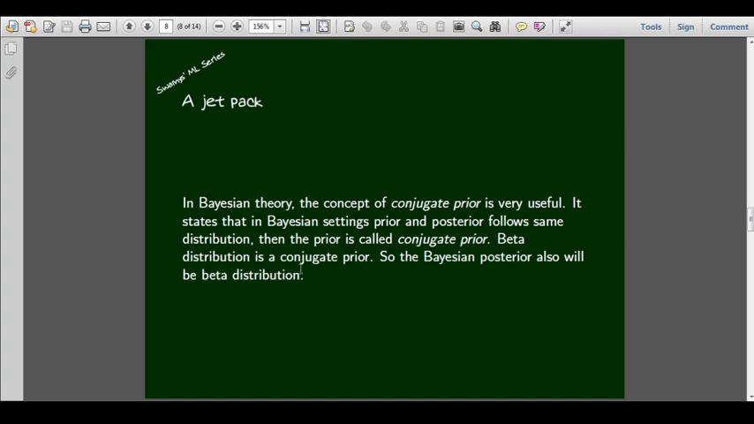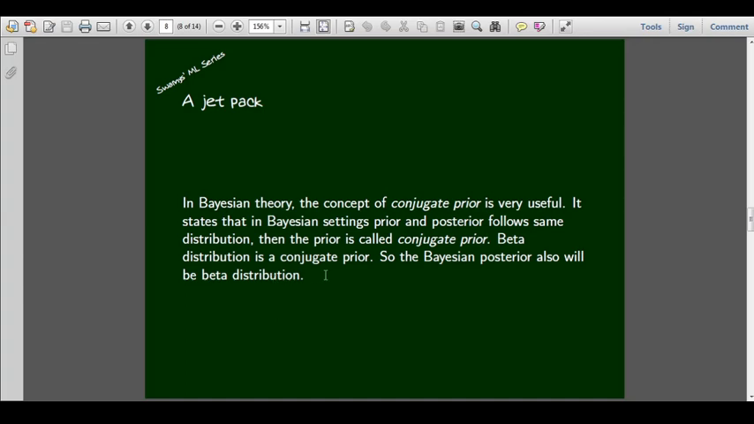Beta distribution is a conjugate prior. Now look into this sentence. Beta distribution is a conjugate pair. That means if beta is our prior distribution, its output, our posterior distribution, is also beta. So the calculation is very simple. The likelihood function has no impact on the form; no change will happen in the distribution. That is the idea. So the Bayesian posterior will also be a beta distribution.